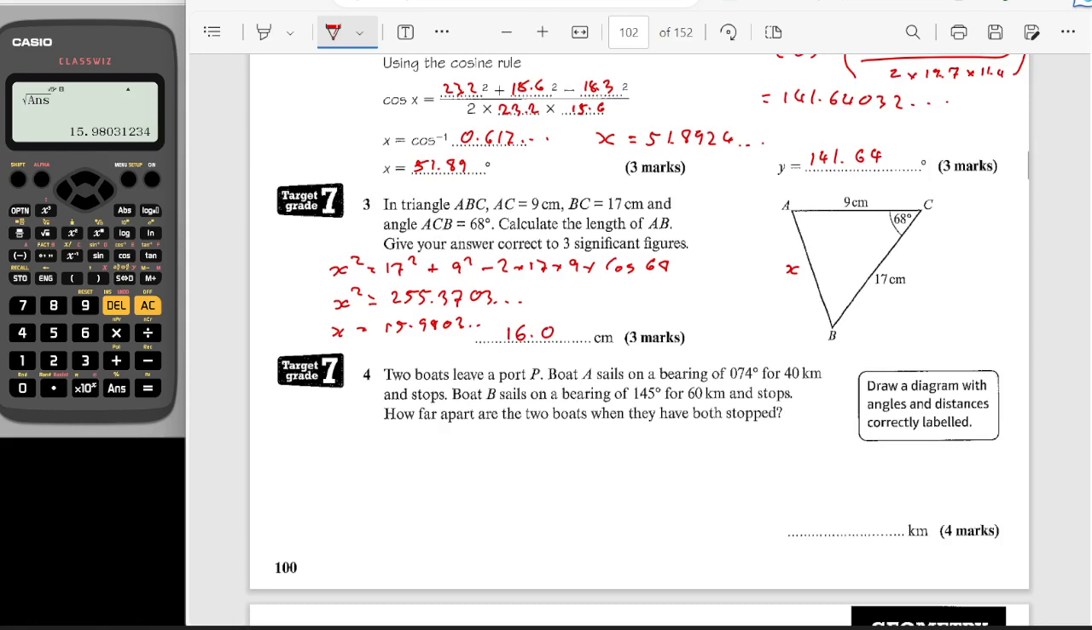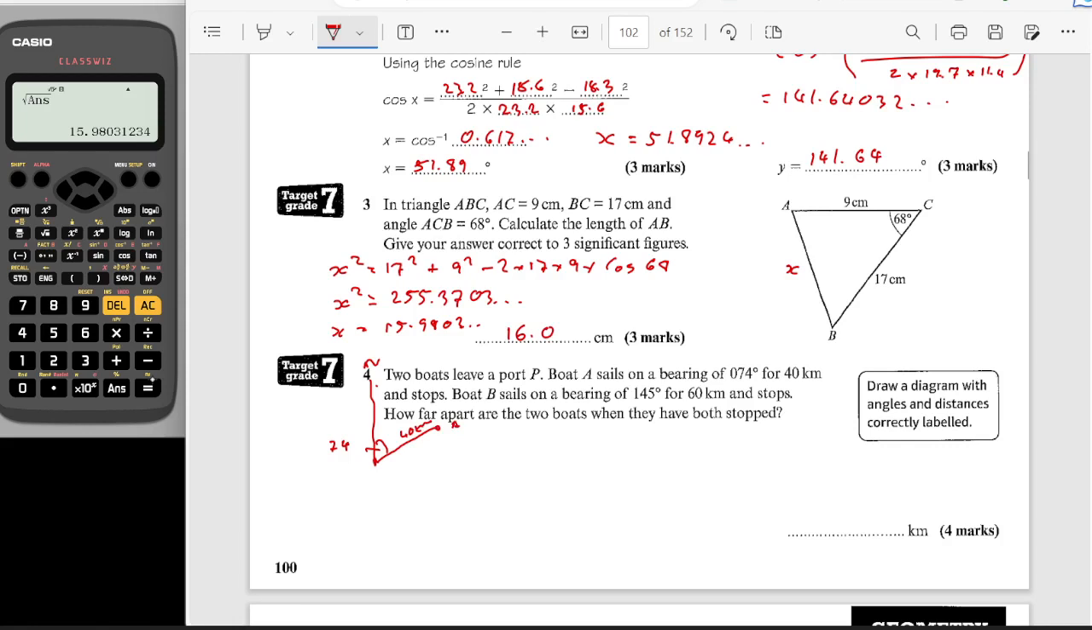Okay, so I'm going to draw a diagram just to help me out a little bit here. So 74 degrees is going to roughly look like that. So remember, bearings are always measured from a northerly direction. So that's 74. And then that length there is 40. Let me clear up my working just to make it a bit of a better diagram. So I'm going to put 74 there, and I'm going to say that that is 40 kilometers, and I'm going to call that A.